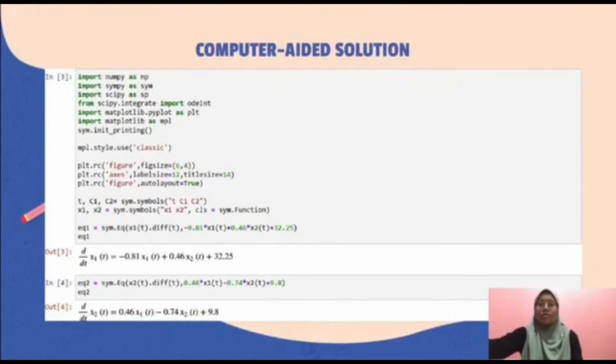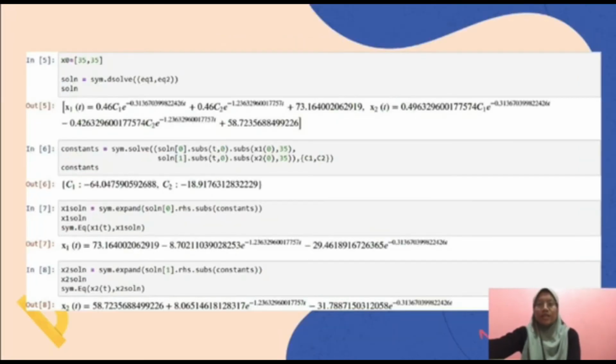Next is the computer-aided solution. To answer our problem, we use Python software to solve the system of ODEs. So first we define our ODE system and we calculate to find the general solution. As you can see in the picture, the general solution for the computer-aided solution and manual solution is a bit different for the values of C1 and C2. However, the x1(t) and x2(t) equations are the same for both the manual solution and the computer-aided solution.